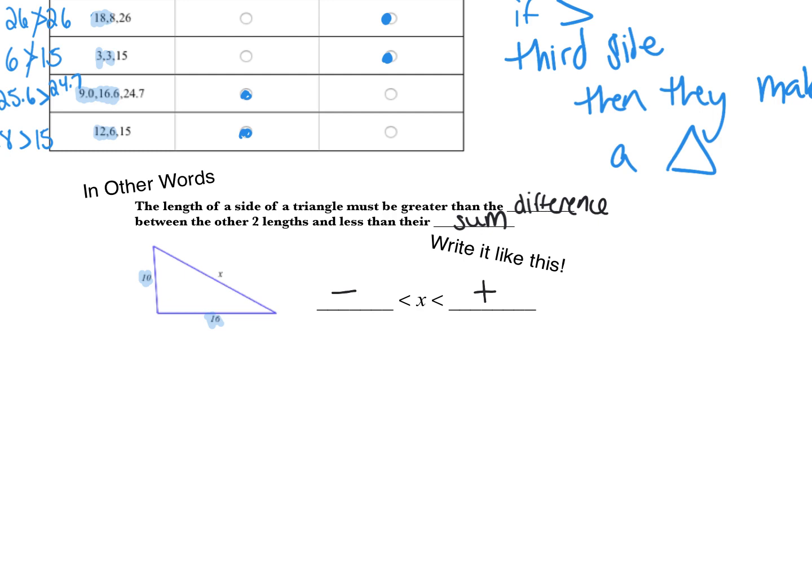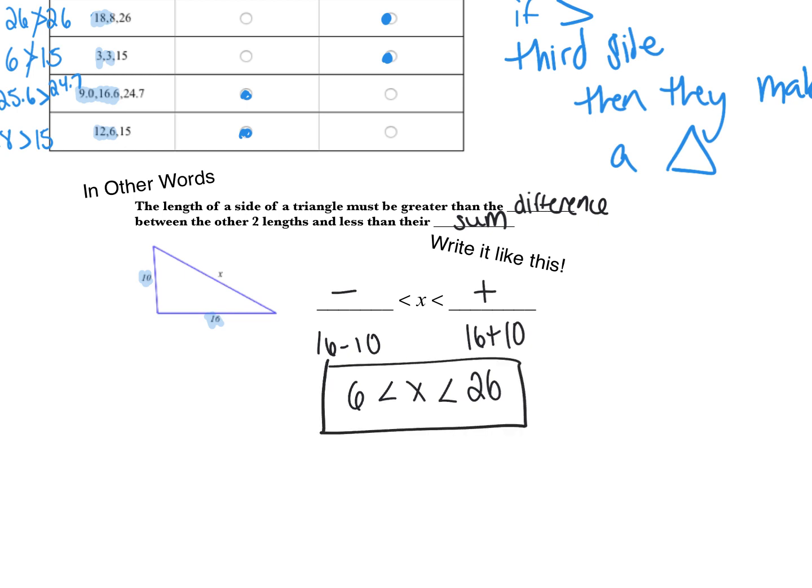Okay? So looking at those two side lengths that they give us, if I take the difference between the two, 16 minus 10 is 6. So I would say 6 is less than x, which is less than 16 plus 10, which is 26. So our final answer would be written like this. So the two side lengths that they give us, we're just going to add and subtract them, and we're going to put them in the right order to say that the third side must be in between the two. Okay?